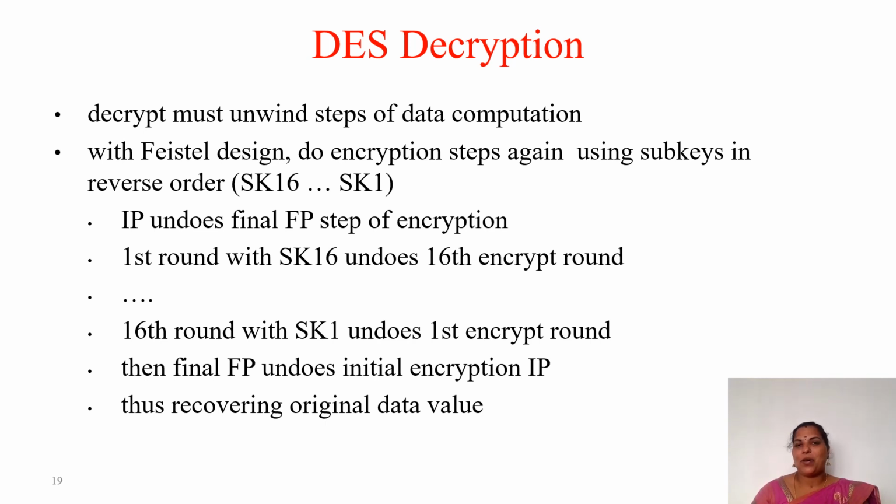Coming to the decryption process, it is the reverse of the encryption process only. Whatever we did in encryption, we have to do the same thing in reverse manner. To decrypt, we must unwind the steps of data computation. With the Feistel cipher design, we do the encryption steps again using the subkeys in reverse order. The same steps are done in reverse order. So the initial permutation undoes the final permutation step of encryption, and the first round with SK16 undoes the 16th encryption round, and finally the 16th round with SK1 undoes the first encryption round. Then finally we have the final permutation, which undoes the initial permutation. So we are just recovering the original value; the result of decryption is that we extract the plaintext from the ciphertext.